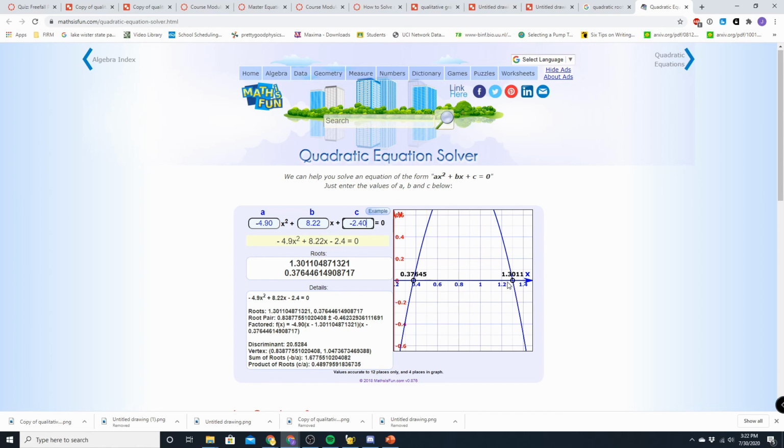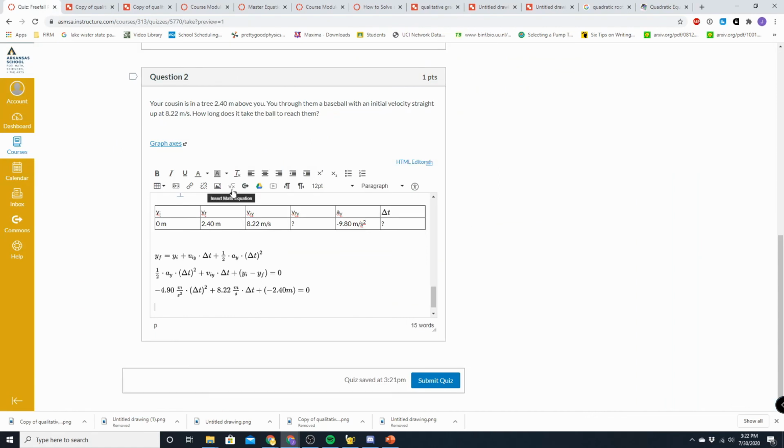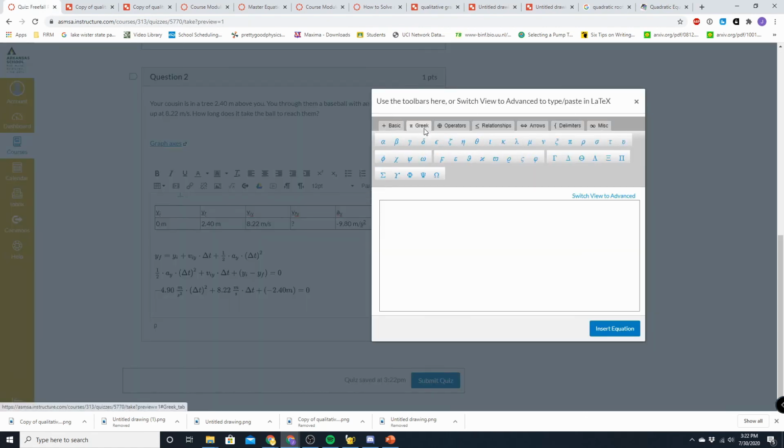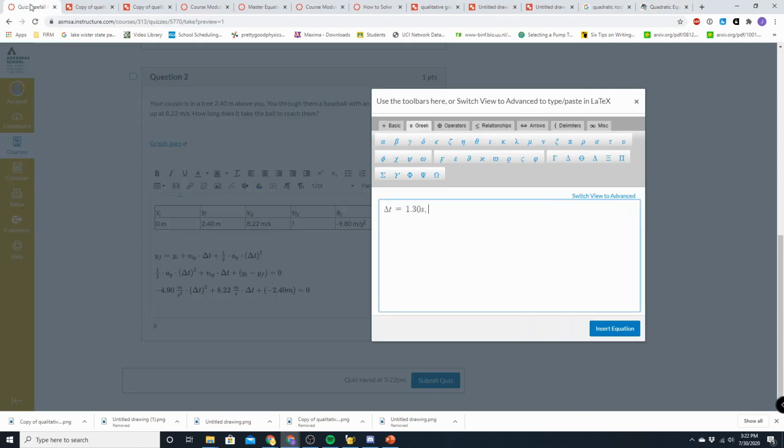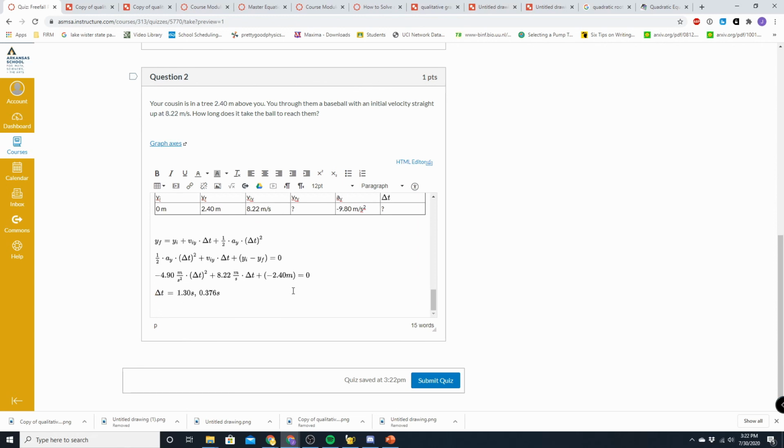So in this case, there are two legitimate solutions to this problem. And so you would put as your answer delta t is equal to 1.30 seconds and 0.376 seconds. And that's it. There's just two of them, right?